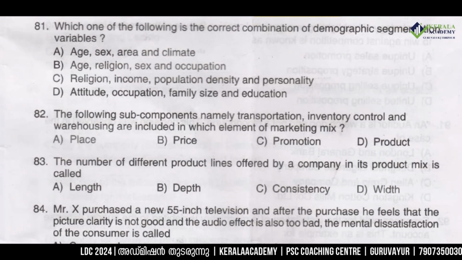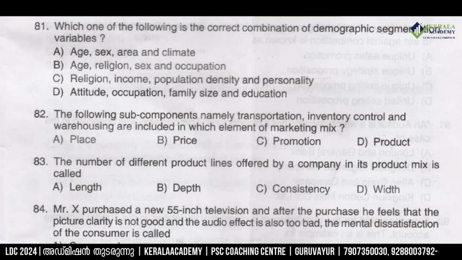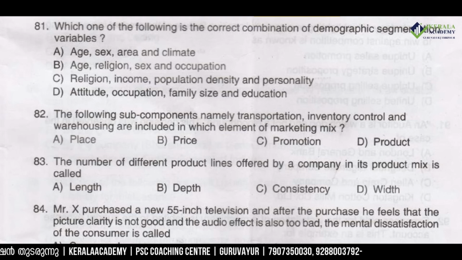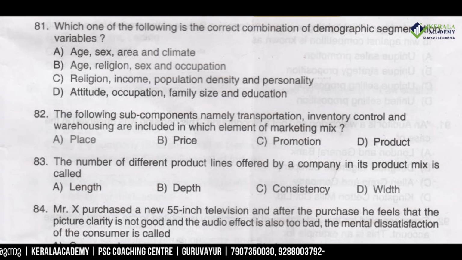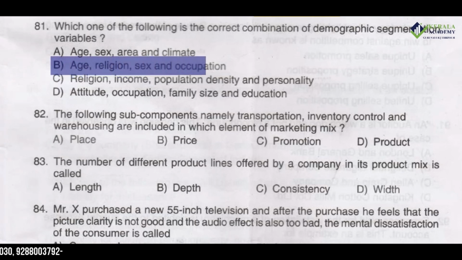Which of the following is the correct combination of demographic segmentation variable? Age, sex, area and climate. Age, religion, sex and occupation. Religion, income, population density and personality. Attitude, occupation, family size and education. Correct answer option B, age, religion, sex and occupation.